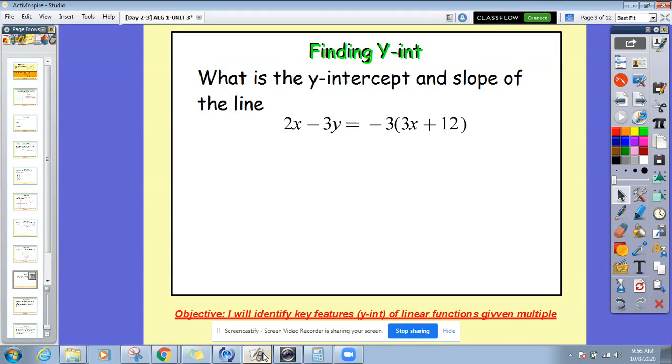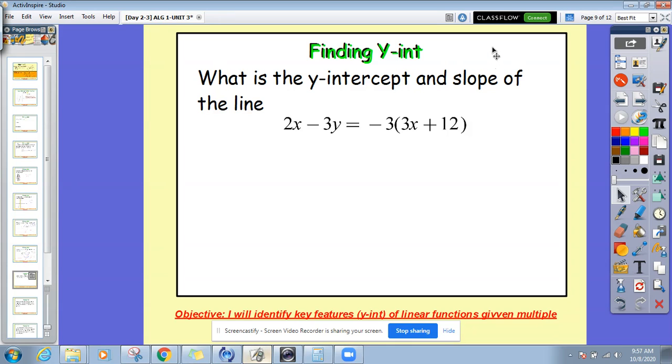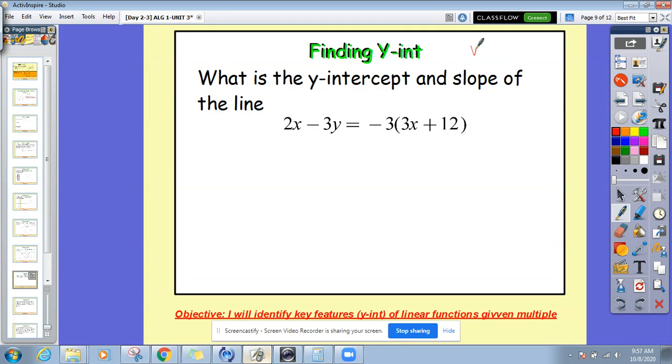Okay, guys, so in this last example, nothing's changing. We're just going to complicate it a little more. So now we have variables on both sides, and we have a coefficient in front of the y, and we have this messy looking equation. But if we just take it step by step, we should be able to get this into y equals mx plus b, or slope-intercept form, right?